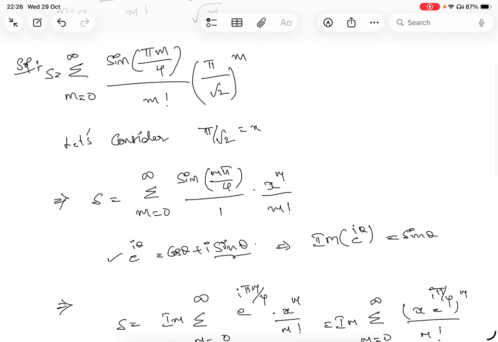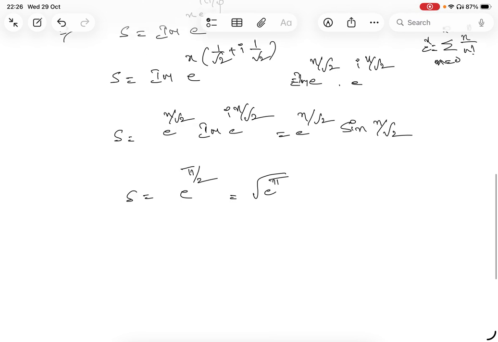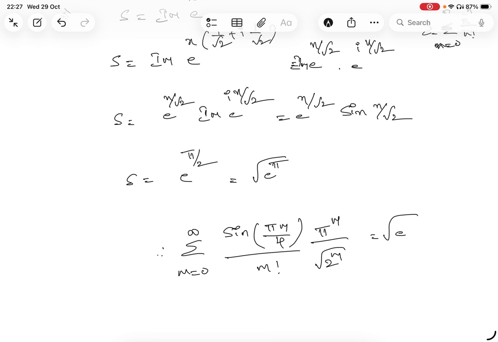As you can see here, we have made a substitution pi by root 2 as x. So this s becomes e power pi by root 2 by root 2, which is e power pi by 2, and sine of pi by root 2 by root 2, which is pi by 2. Sine pi by 2 is 1, okay? This can be written as root of e power pi in a simplified form. So finally, the solution is summation m equal to 0 to infinity sine of pi m by 4 by m factorial into pi power m by root of 2 power m is root of e power pi.